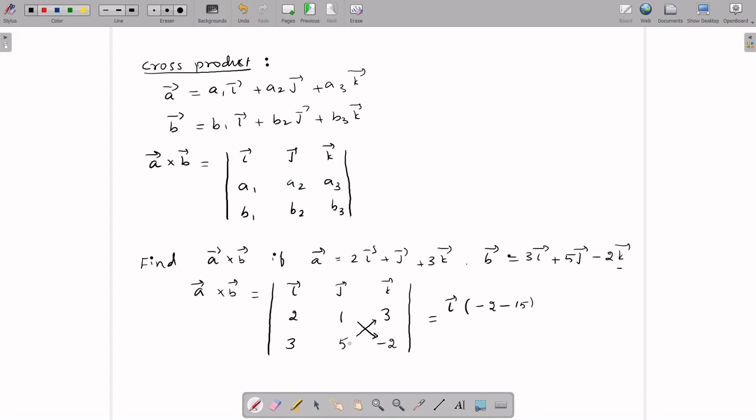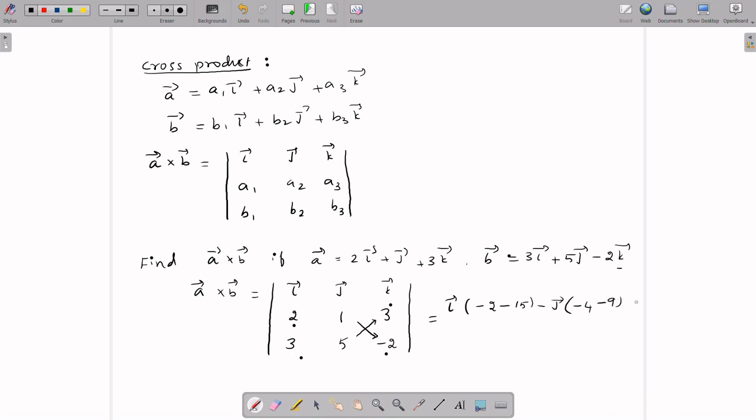After that, by the formula, you have minus j vector. Leaving this row and this column, you consider the remaining terms. So 2 into minus 2 is minus 4, and here you have minus 3 into 3 is 9, so minus 4 minus 9.